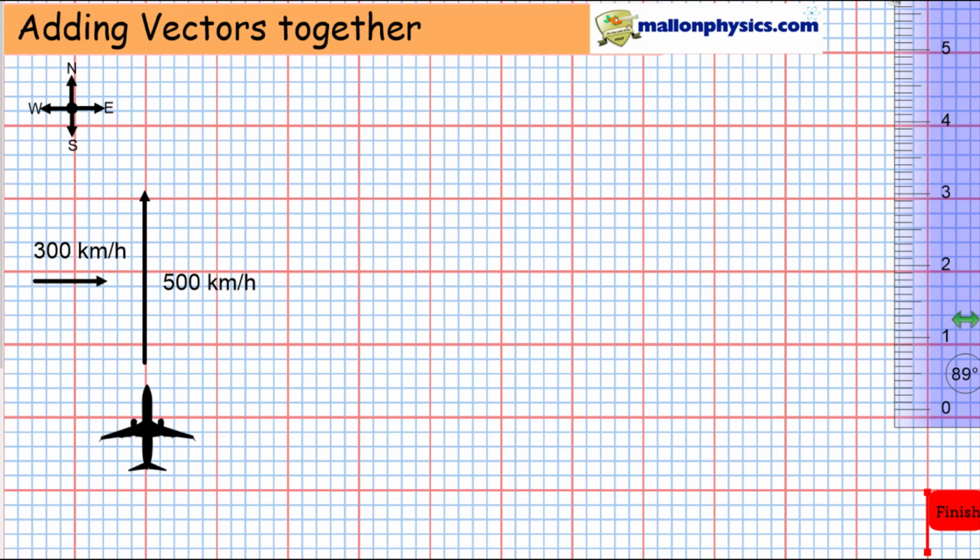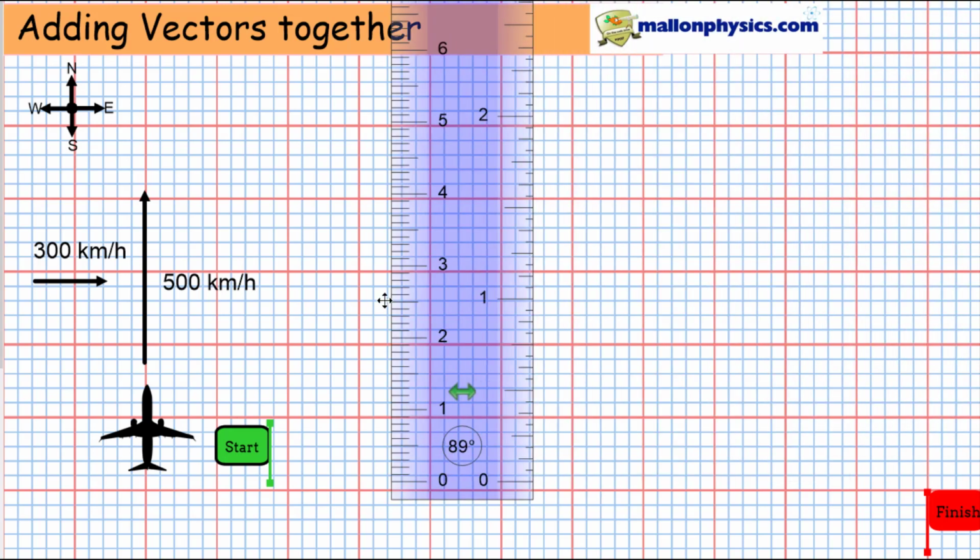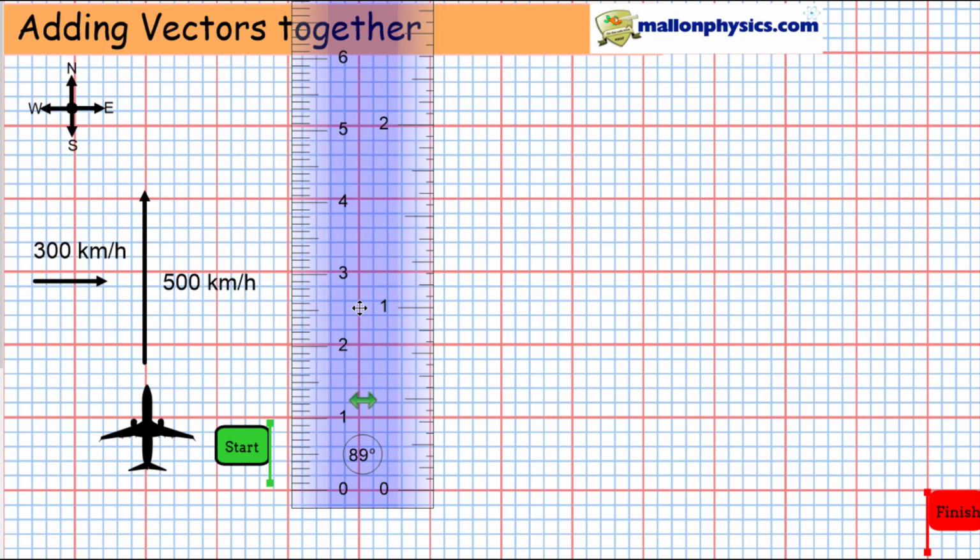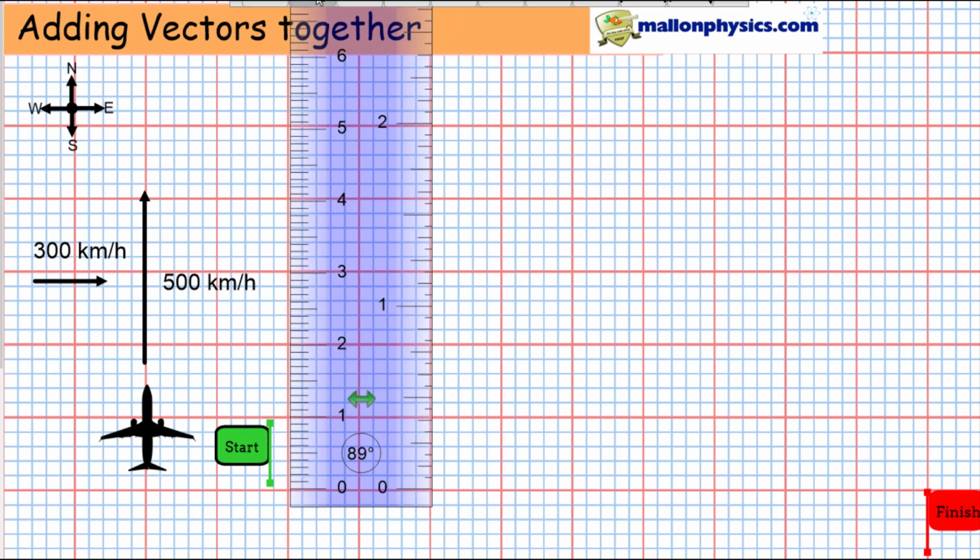So we start with our start position here, and our first job is to draw in the 500 kilometers per hour vector of the aircraft. So we use our ruler for that, and we set the ruler here, and we draw in our vector with the ruler. And because we know our scale, it's 100 kilometers, 200, 300 kilometers, 400 kilometers, 500 kilometers per hour. So that's our vector done.